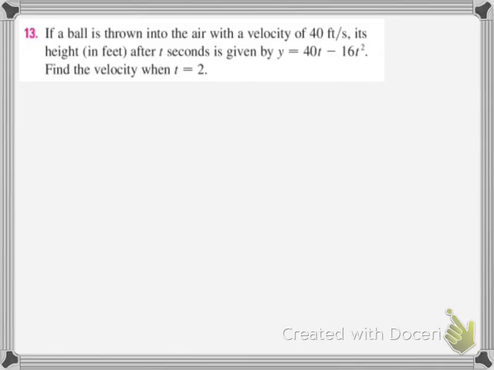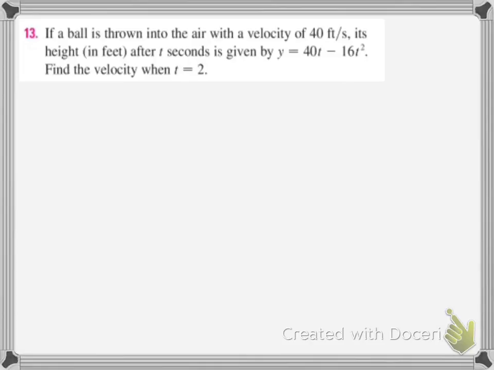For number 13, what we have here is a ball that's being thrown up in the air, and they're giving us the equation of the position of this ball as a function of time. What we would like to know is how fast, or what's the velocity of the ball at t equals 2 seconds. Well, we know that when we're looking at a position function and we take the slope, the rate of change, what we're finding is the velocity. Okay, so that's what we're going to do here.